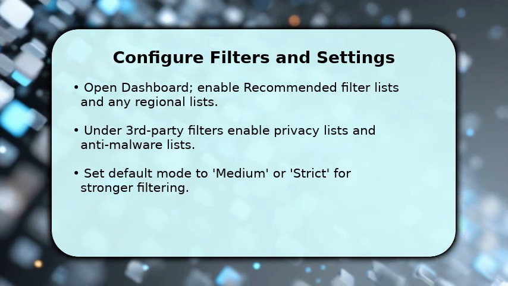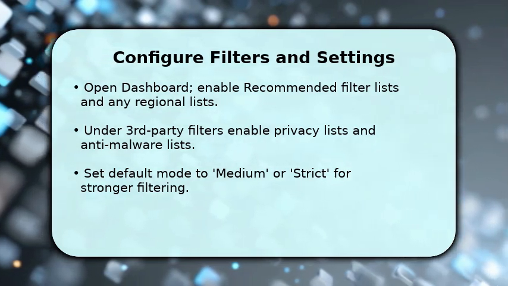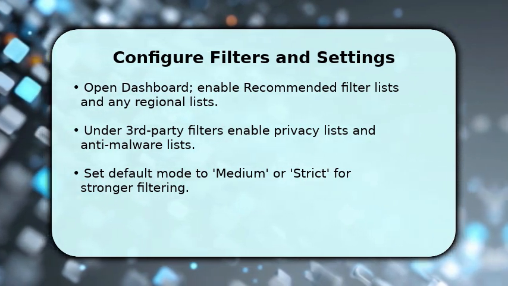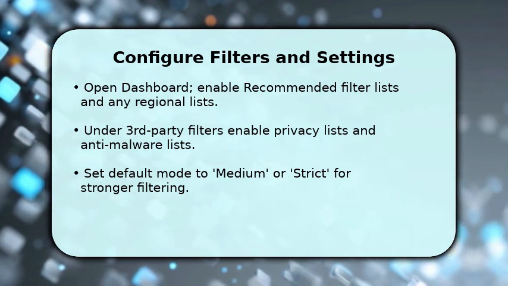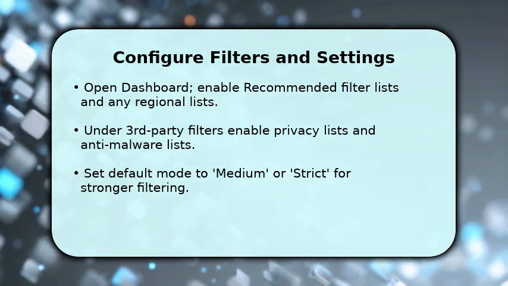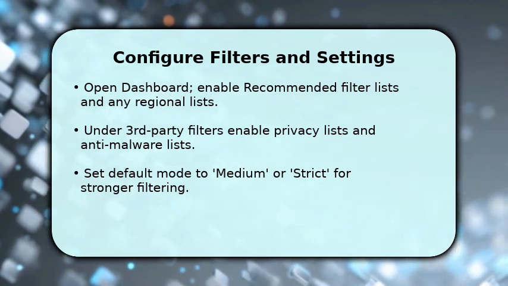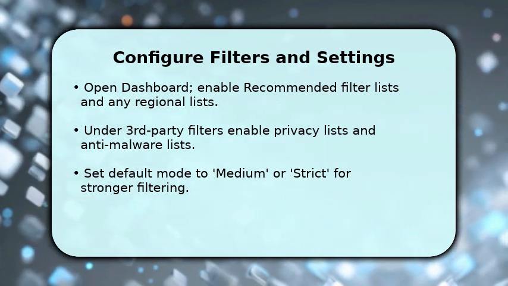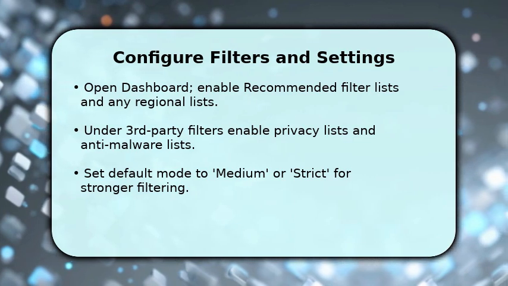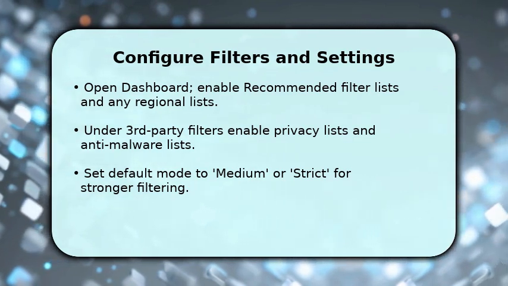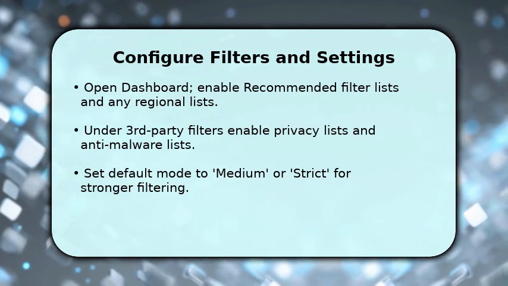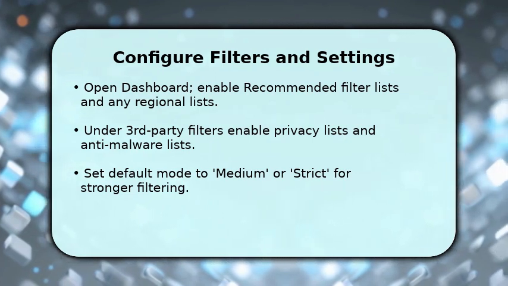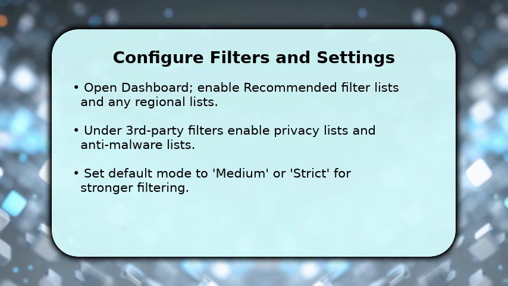Open the uBlock Origin dashboard and go to the Filter Lists tab to enable the recommended sets. These block common ads and trackers automatically. Add regional or language filters if you need locale-specific coverage, and enable privacy and anti-malware third-party lists to tighten protection. Then visit settings to choose your default blocking mode. Medium or strict gives stronger filtering, and enable advanced user features only if you intend to create custom rules. Make sure to repair or update lists periodically to keep protection current.